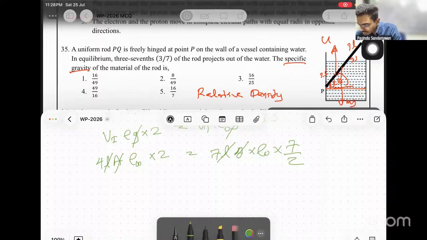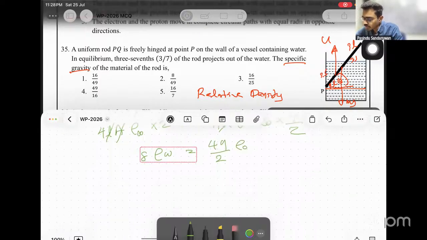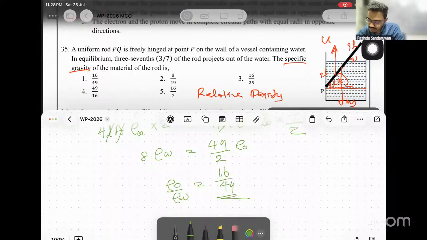Right, then this side is 8 rho W, and this side is 49/2 rho O. Right, we need rho O over rho W. Rho O over rho W is, now 8 times 2 is 16, then 16 over 49, right? 16 over 49, it is 1. The similar idea has appeared before also, right, about these suspending rods, or rather the floating rods.